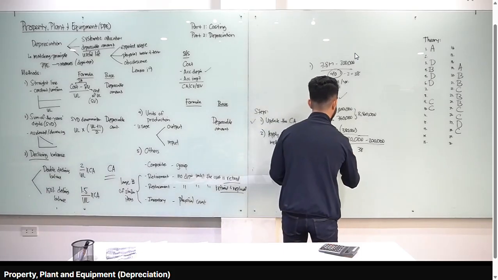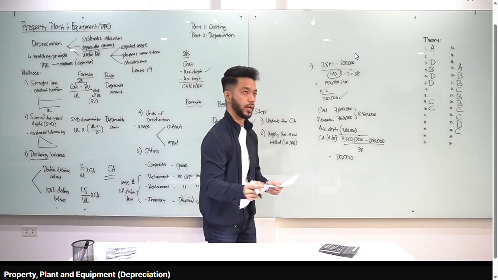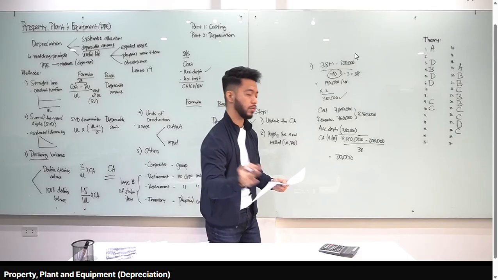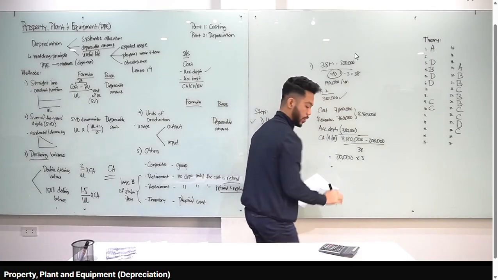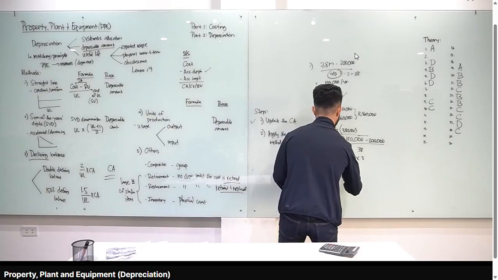Annual depreciation is 210,000. Ilang years tayo mag-depreciate? 2018 hanggang 2020. 18, 19, 20. So, 3 years. Times 3. Okay, depreciation natin for 3 years, 630,000.